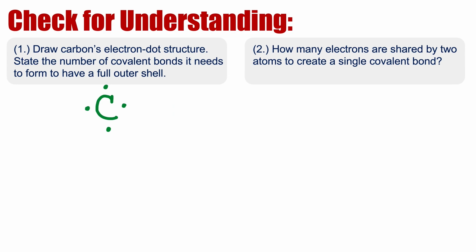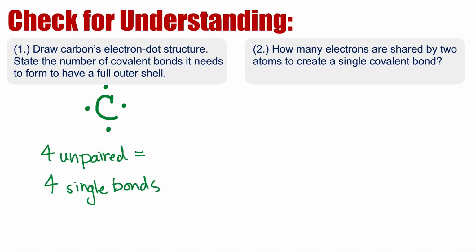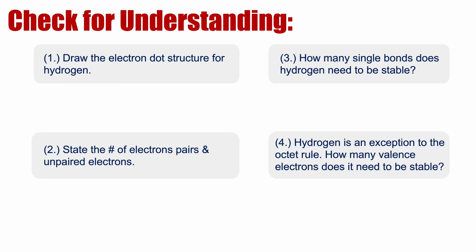So carbon has 4 valence electrons, so its dot structure looks something like this. Since it has 4 unpaired electrons, it would need to form 4 single covalent bonds in order to have a full octet. How many electrons are shared by 2 atoms to create a single covalent bond? In a single covalent bond, it's 2 valence electrons being shared back and forth. We'll also add double and triple bonds later on, but for right now, when a single covalent bond is being formed, it's 2 valence electrons being shared back and forth.